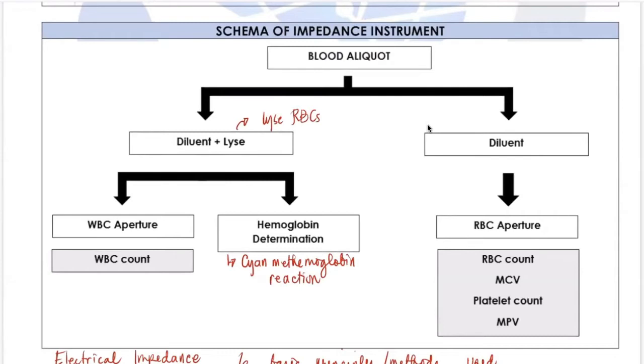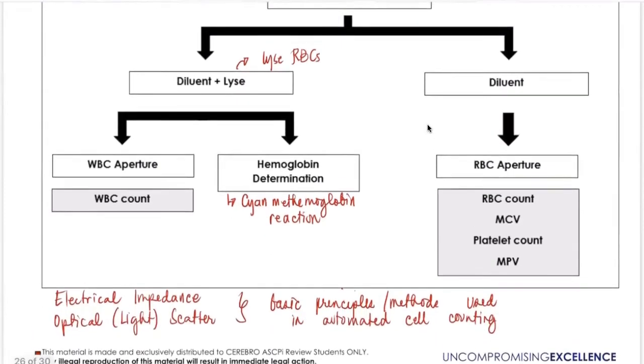Now, how do we discriminate? Let's say for example, yung mga white blood cells. Because for example, yung ating mga granulocytes, they tend to belong in the same range when it comes to electric impedance instrument. Now, how do we distinguish them from each other? Diyan pumapasok guys yung usefulness nitong optical or light scatter.